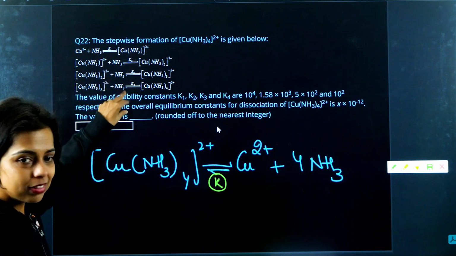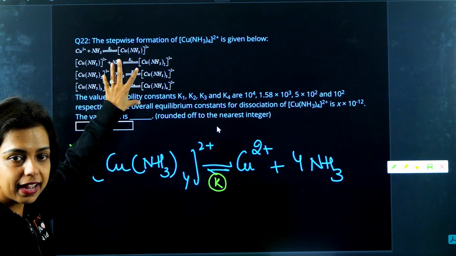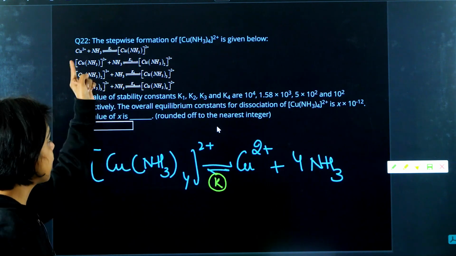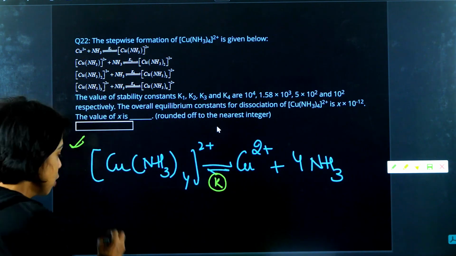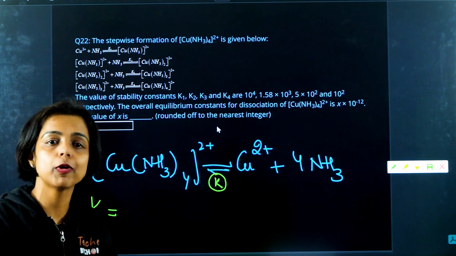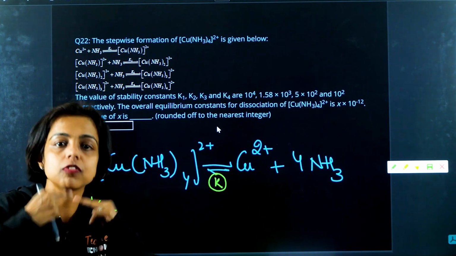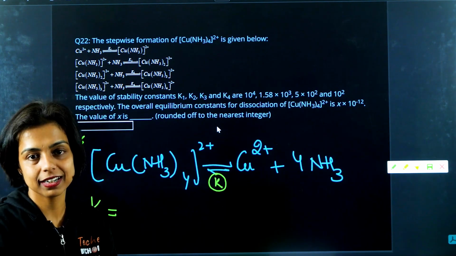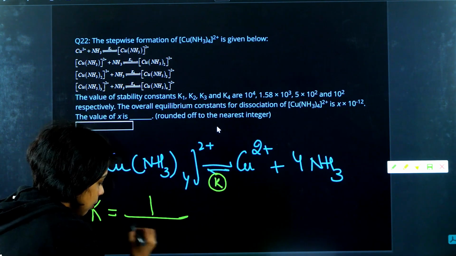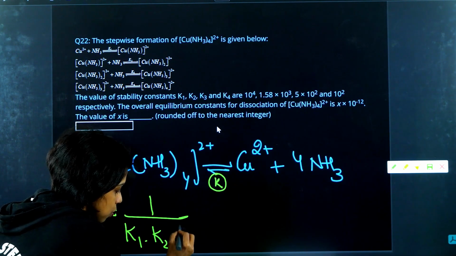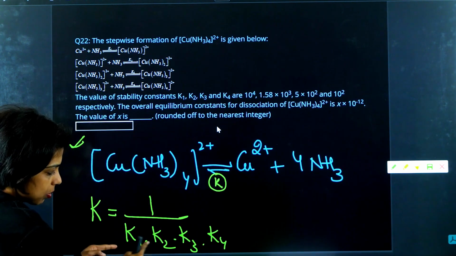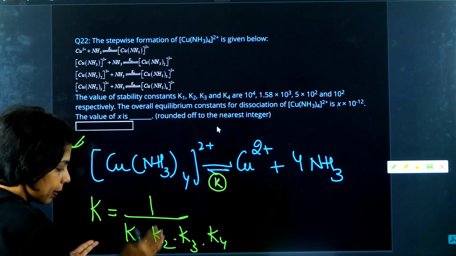So adding all these 4 reactions, and then reversing, because we need this complex on the reactant side and copper and ammonia on the product side, right? So K will be from adding all these reactions. If you add the reactions, the equilibrium constant gets multiplied. And if you reverse the reaction, the equilibrium constant gets reciprocal. So the equilibrium constant of this reaction is 1 by K1.K2.K3 into K4. So you add these reactions, the equilibrium constants multiply, and then you reverse, so 1 by.